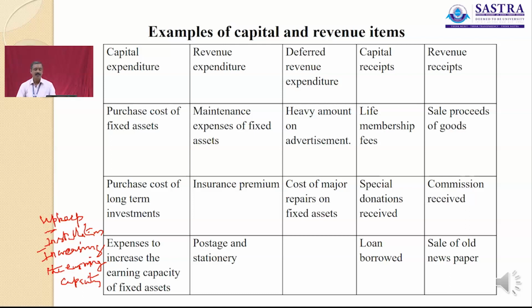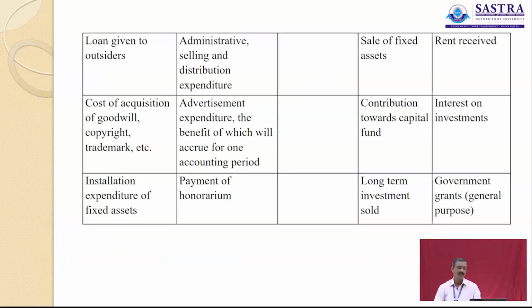And postage and stationery are revenue expenditure. Postage and stationery are the revenue expenditure. The capital receipts, loan borrowed, and revenue receipt, sale of old newspaper or sale of scrap, something like that. Loan given to outsiders is the capital expenditure, which will be made out or received later.